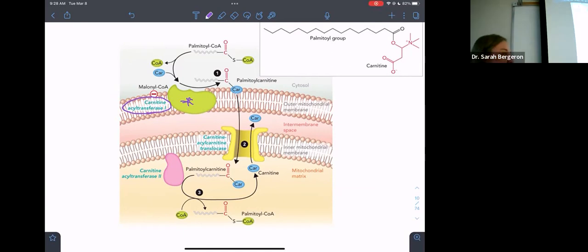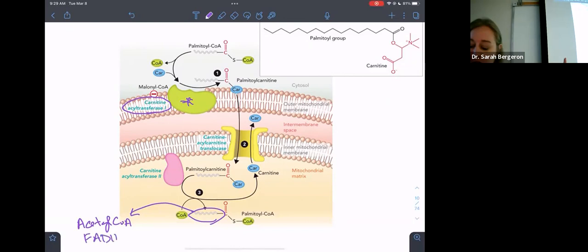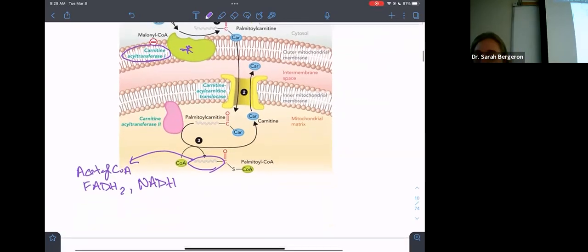Okay, so we have our fatty acid linked to CoA and we're in the inner mitochondrial space. So now what do we have to do? What's our next step? We have a really long fatty acid. We're going to have to chop it up, right? What do we get when we start out with a long fatty acid? What are our products? We talked about this. We're going to make acetyl-CoA. We're going to make FADH2 and NADH.